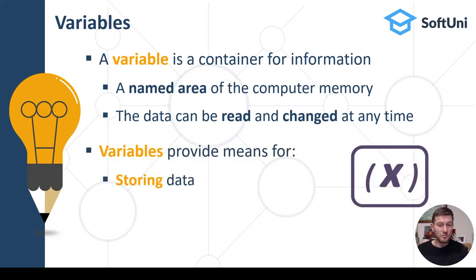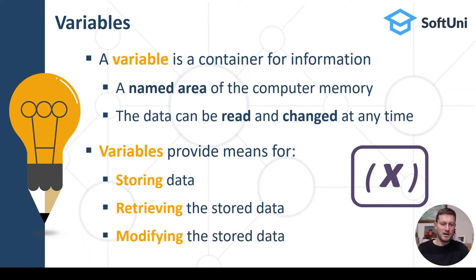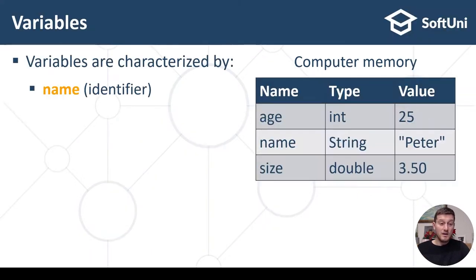So variables provide means for storing data, so you can put something in a place in a variable in the computer memory. You can retrieve the data which is previously stored in a variable, or you can modify existing previously stored data. So variables in programming are characterized by name. For example, the name could be age or student name or size or list of students or something like this.